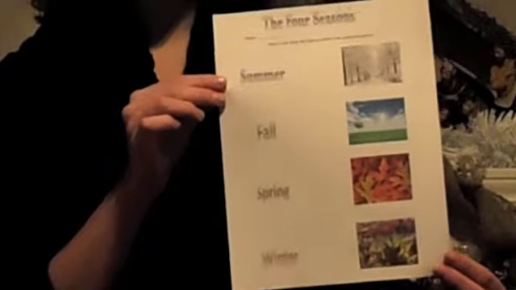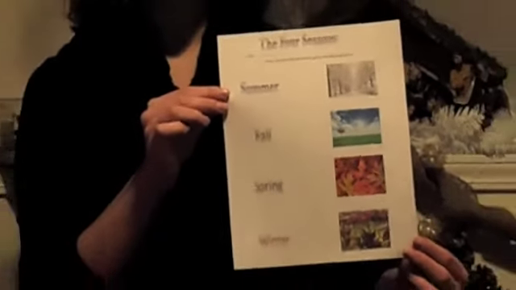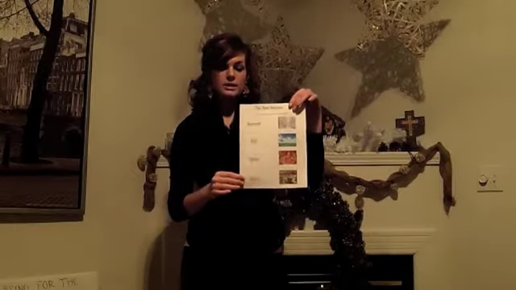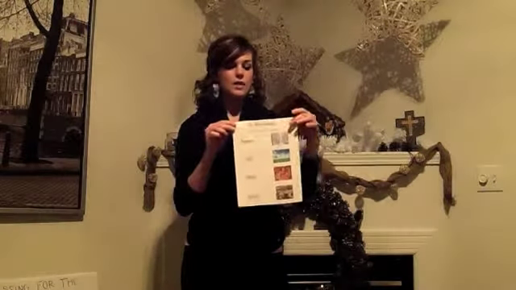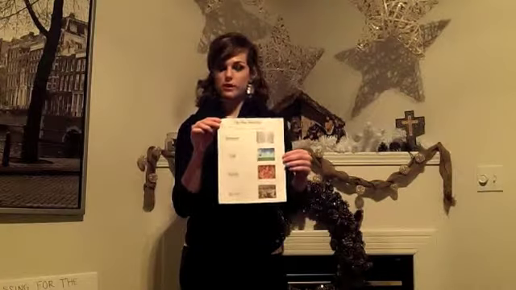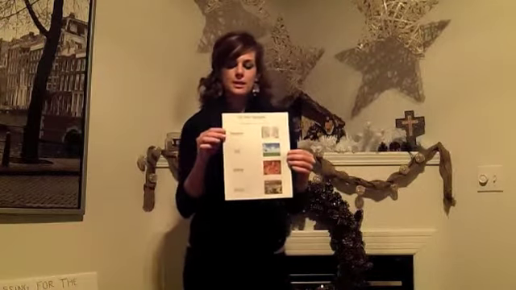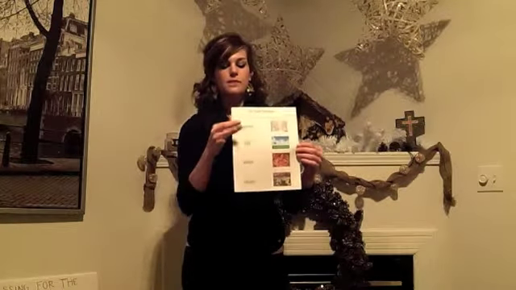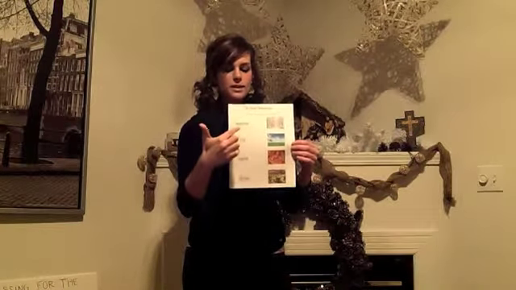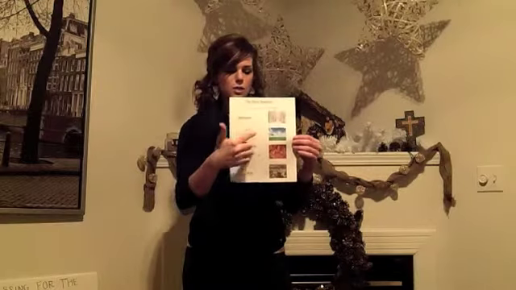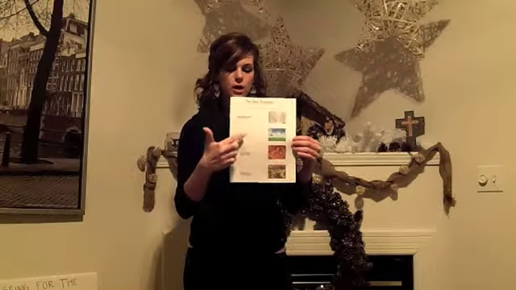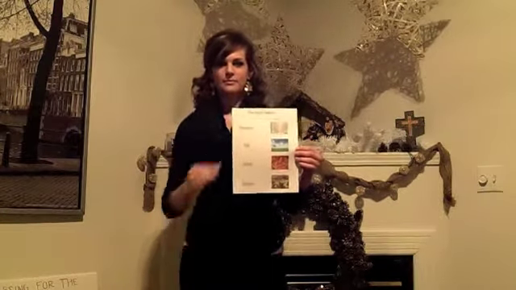Here I have the 4 seasons worksheet that will be used for activity 1. As you can see, on this side of the worksheet lists the 4 different seasons, and on the other side of the worksheet has a picture for each season. The students who have this form of the assignment will be expected to draw a line from the season to the corresponding picture. So for summer, you would go to this picture, for fall, to this picture, etc.